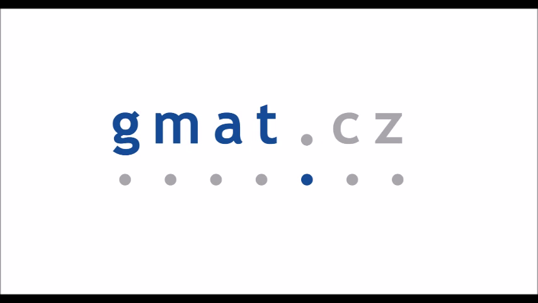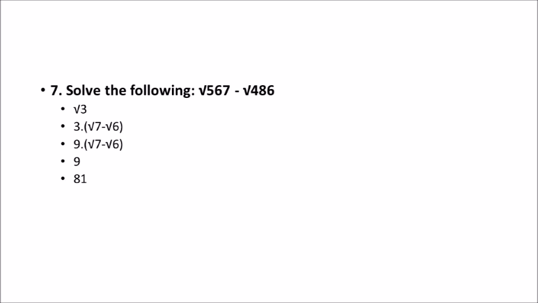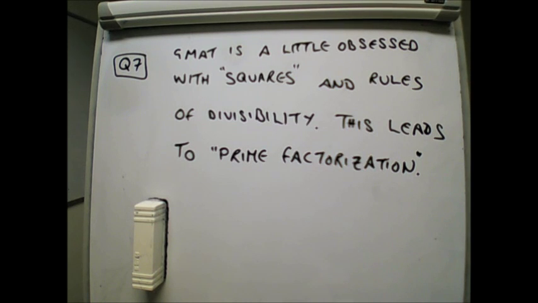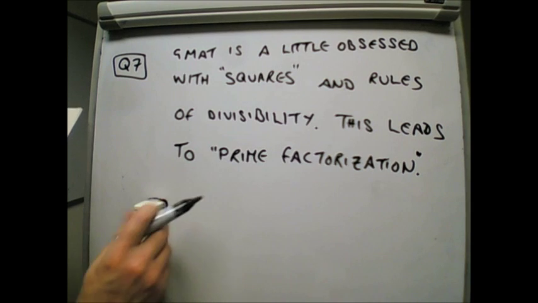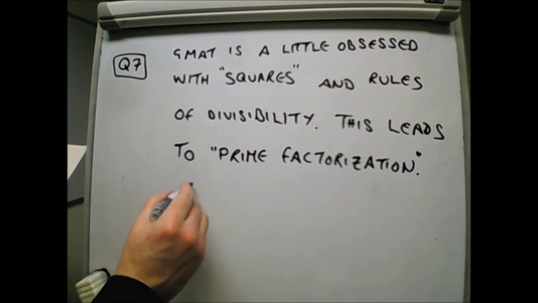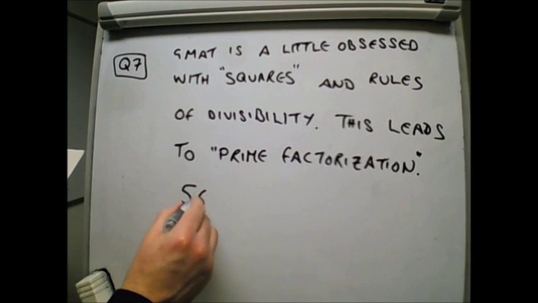This is the next question in our GMAT assessment test explanation video set, and this involves finding a square root minus a square root. Now, GMAT is a little bit obsessed with what we call squares and prime factorization, and associated with that, divisibility rules. This particular video is going to focus on the actual divisibility rule for the number 3.